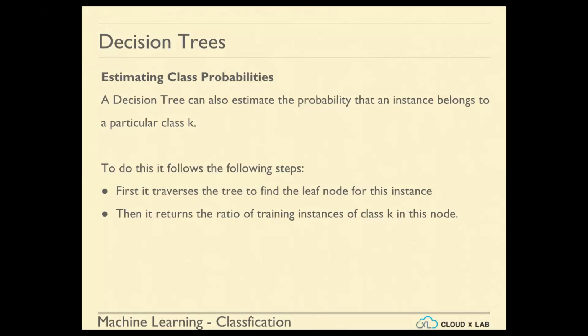A decision tree can also estimate the probability that an instance belongs to a particular class. Not only for classification, decision trees can also be used for regression, and that's where we use the probability. To estimate the probability, it follows these steps. First, it traverses the tree to find the leaf node for that instance. Then it returns the ratio of training instances of class K in this node.